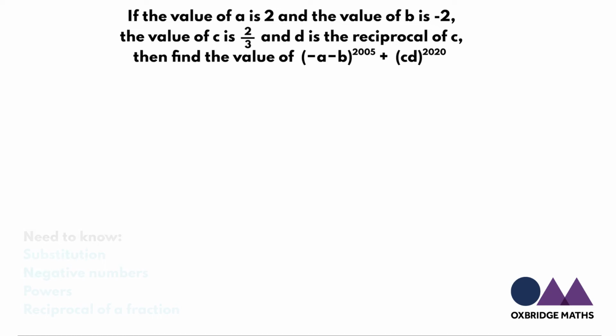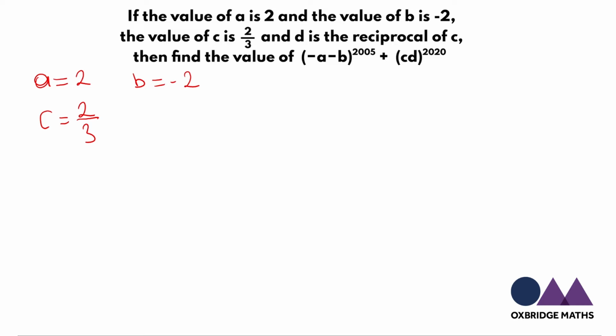When you see a worded question like this, first turn it into mathematical language. What do I mean? The question says the value of A is 2. So you can write A equals 2. The value of B is minus 2. B equals minus 2. C is 2 over 3. And D is the reciprocal of C.